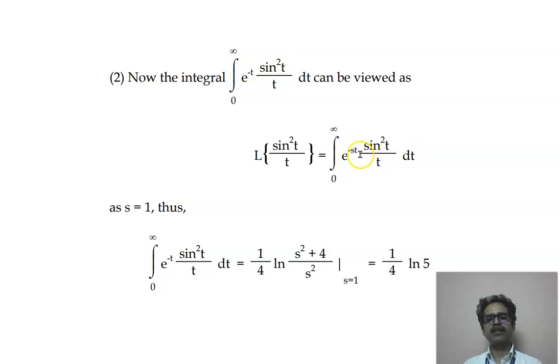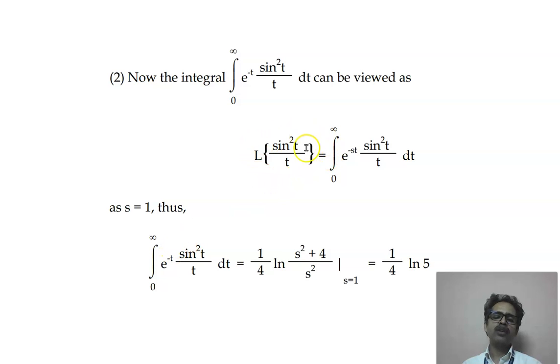No doubt, if I put s as 1, I can get this. But this is nothing but the Laplace of sine square t upon t. This integral is nothing but the Laplace of sine square t upon t. So we can find it separately. And already in last example we have obtained it. It is 1 upon 4 ln of s square plus 4 upon s square. And required integral is obtained by taking s as 1. So in this expression we have to put s as 1. That's it. So to get the required integral, we have to put s equal to 1 on both sides of this equation.